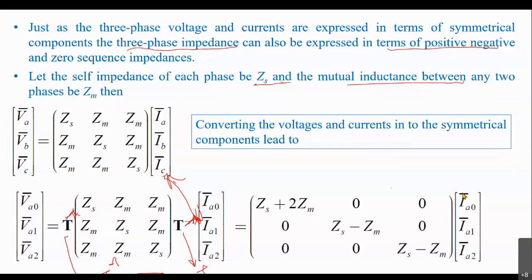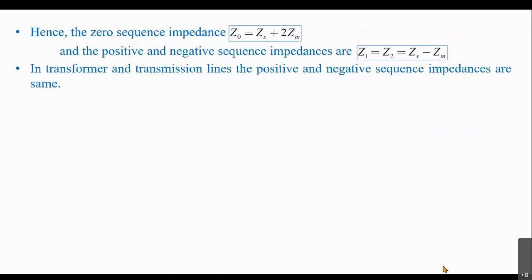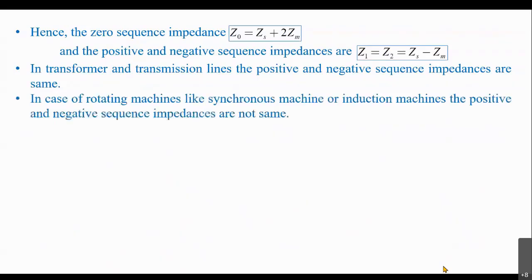Now we got this sequence impedance matrix. If we multiply, we'll get this. Now we can see the zero sequence impedance is ZS plus 2Zm, and the positive and negative sequence impedances are Z1 equal to Z2 equal to ZS minus Zm. In transformers and transmission lines, the positive and negative sequence impedances are almost the same.